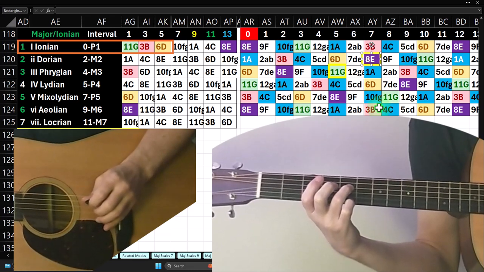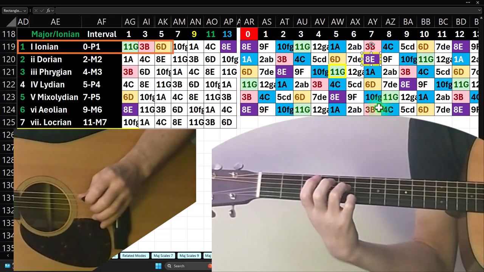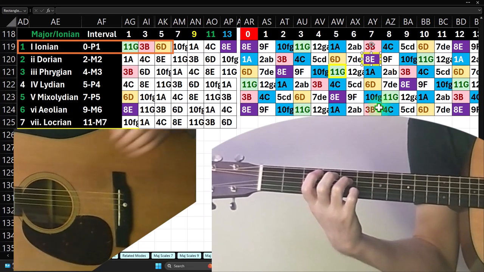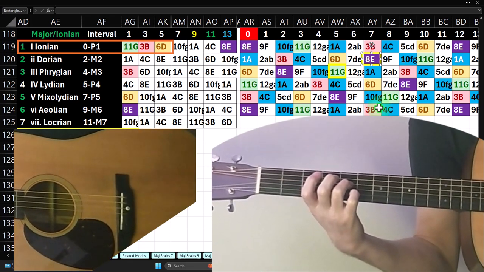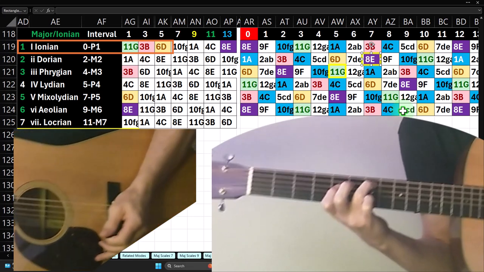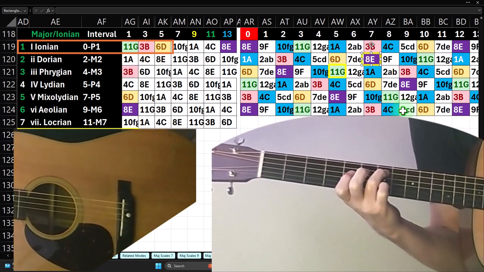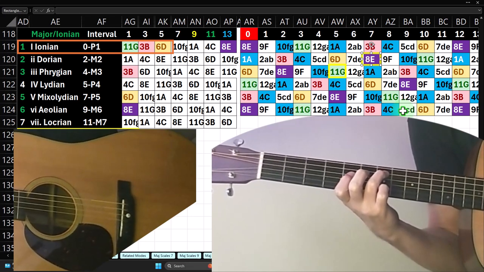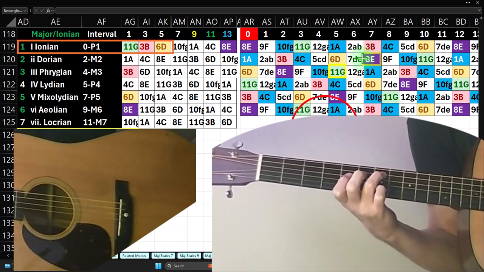Something funny is happening. Wait a sec. No, I'm going up this way. Dyslexic son of a... All right. I know which way I'm going. Don't worry. I know where I'm going, people.